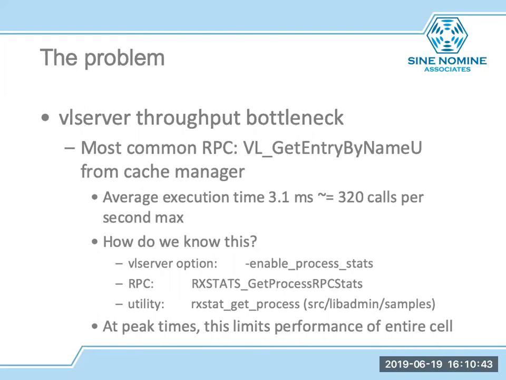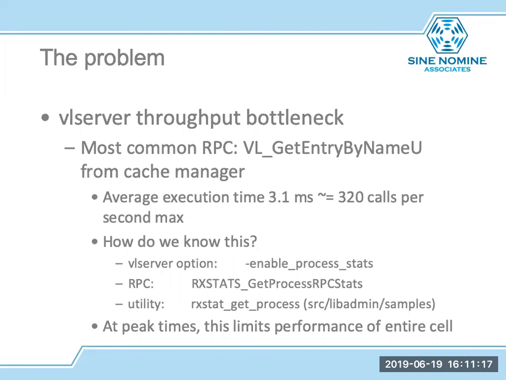You just say enable process stats, and that turns on an automatic gathering within the RX stack itself of the number of times a particular RPC is called, the maximum time that it took to execute that RPC, the minimum time, average time, and there's even some statistical information in there, some square root stuff. You can retrieve that using that RPC, but most people would just use the sample utility instead, and it's not built by default. You have to go build it yourself.